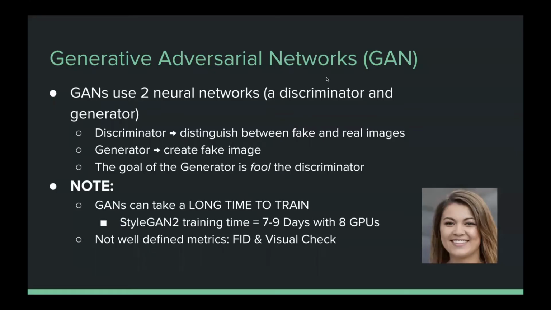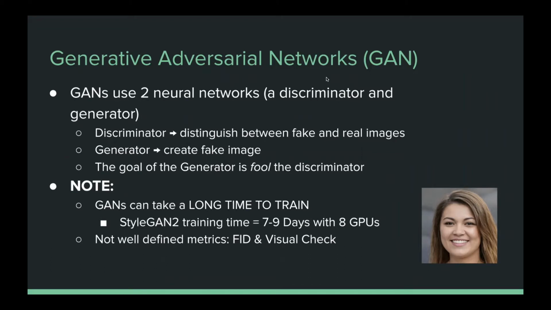So let's begin and talk about generative adversarial networks, or GANs for short. GANs use 2 neural networks, a discriminator and a generator. The discriminator tries to distinguish between fake and real images, while the generator tries to create fake images. The goal of the generator is to fool the discriminator. So if you train this enough, eventually you'll get a discriminator that can't tell the difference between fake and real images.